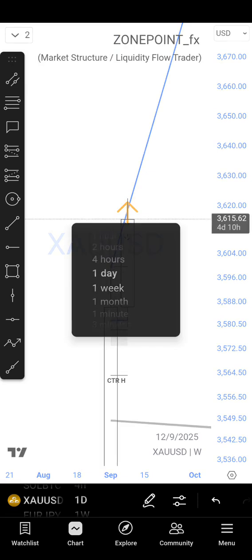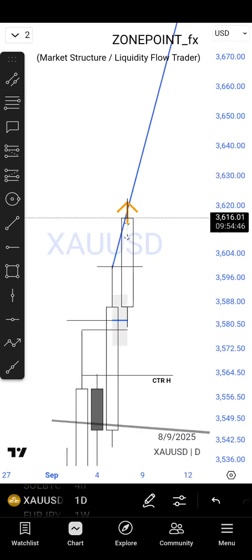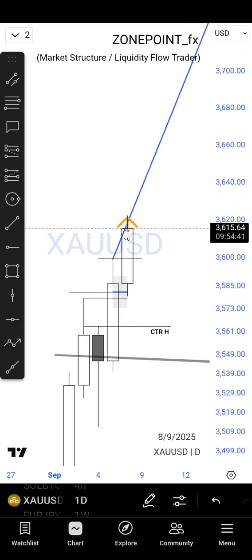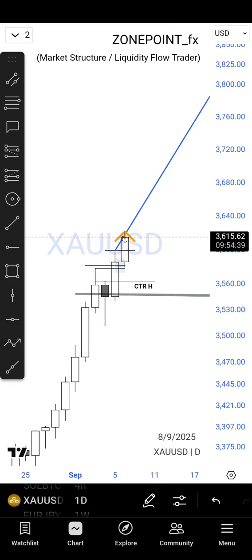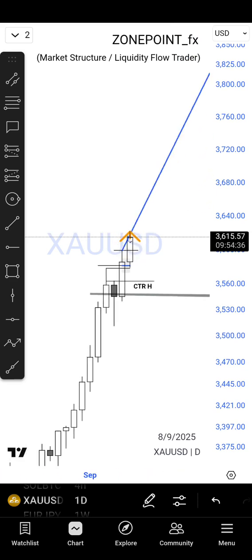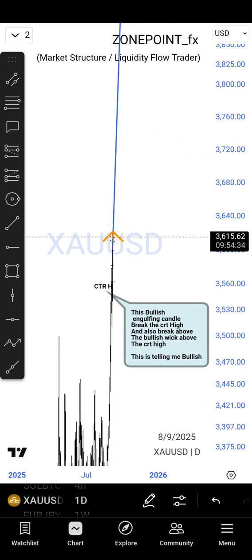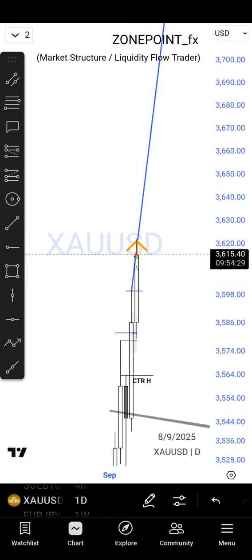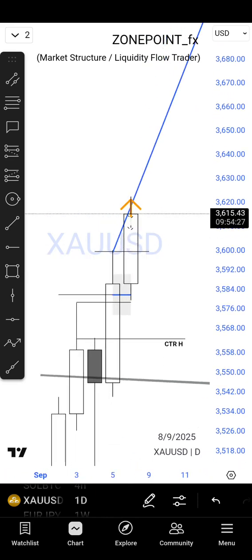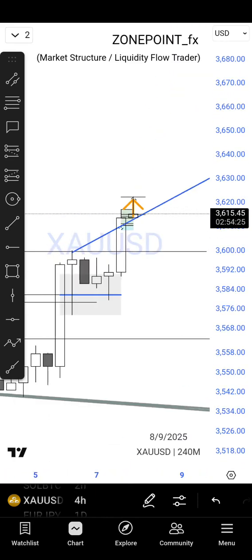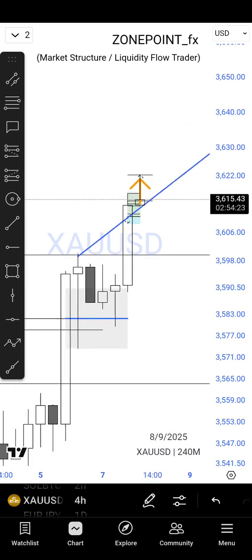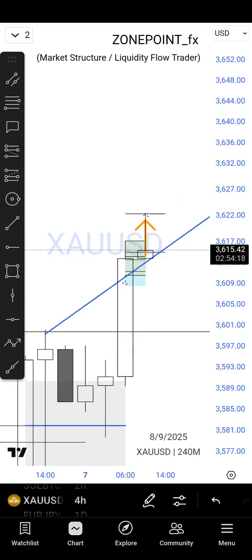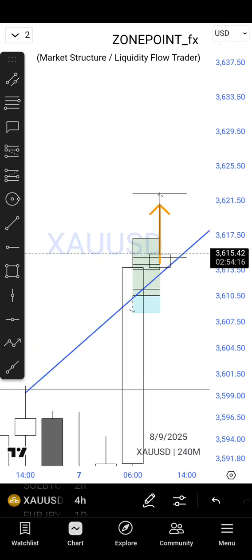So let's just use our daily. On our daily too, there is no level. No level to the right hand side. Let's check 4 hours. On our 4 hours too, no level. We did not have a specific level.